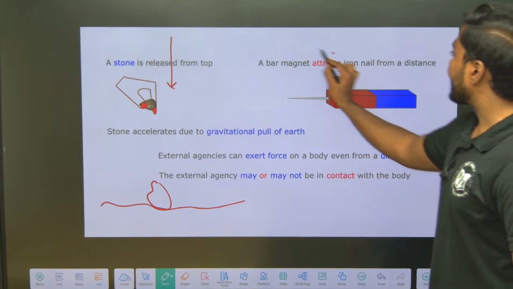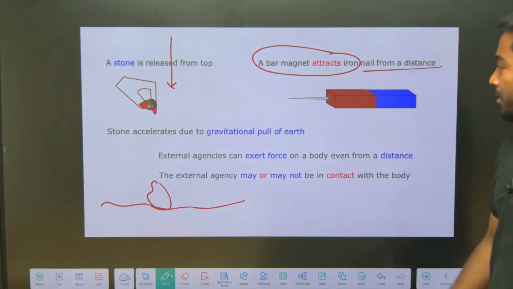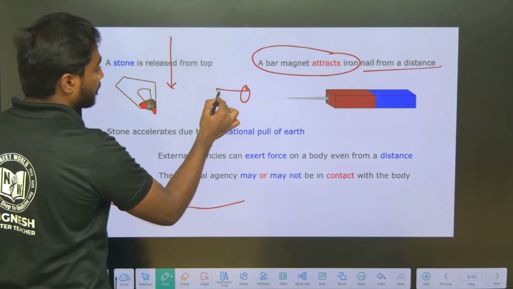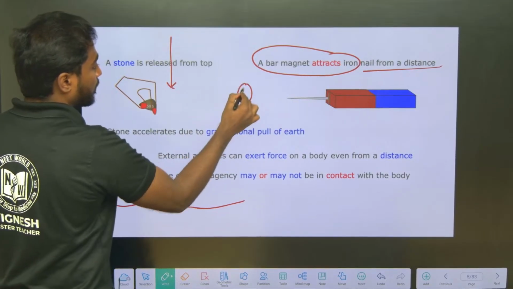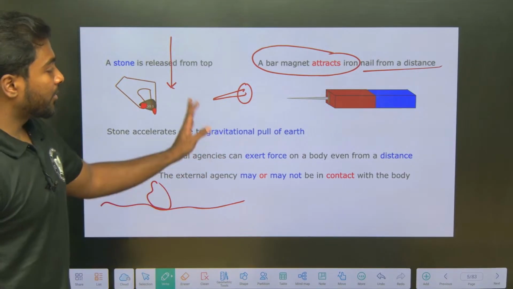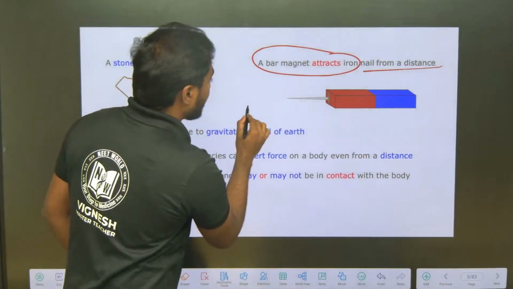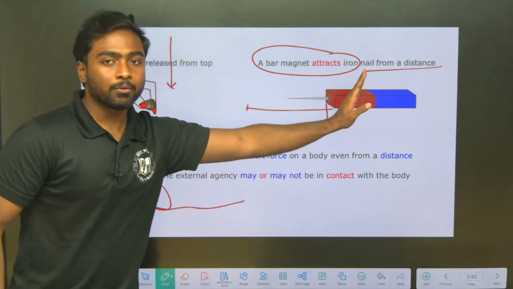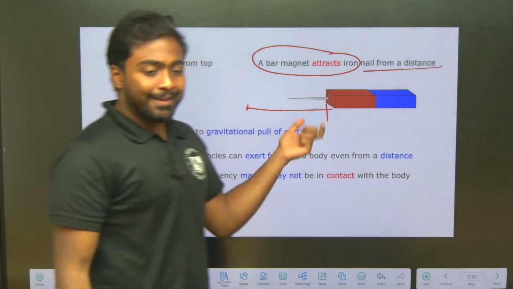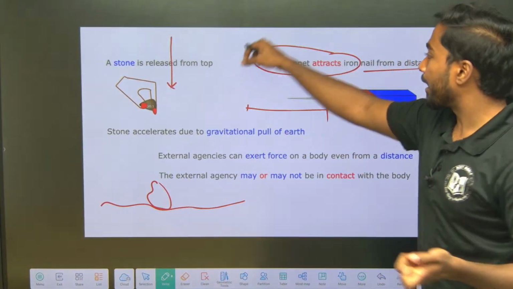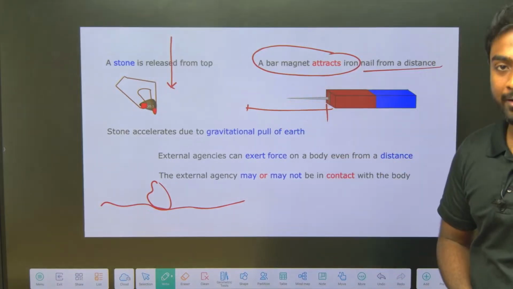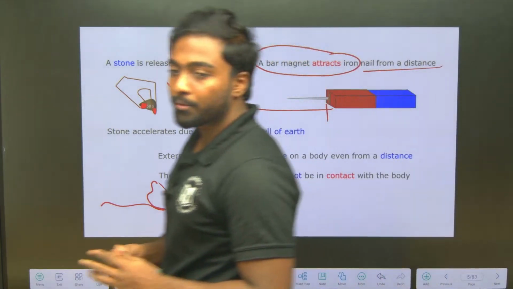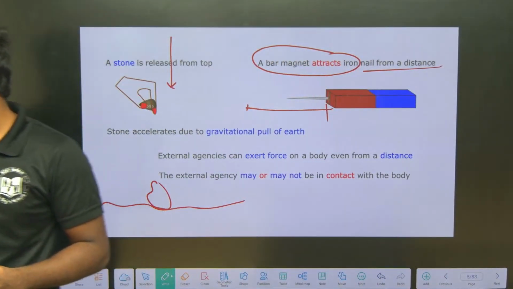A bar magnet attracts an iron nail from a distance. Obviously, no. Initially the nail was here. It has been attracted from a distance x or d. It has been attracted, no? Yes. So I can say that I can physically apply a force, or else from a distance also it can be applied, right? So these are the different kinds of things which you need to know before going into the lesson. Okay.